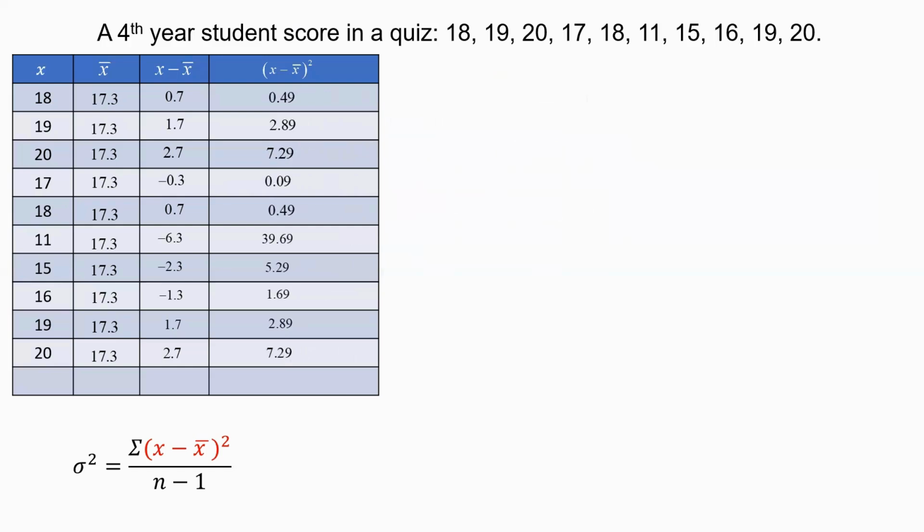So now we already have the square of the quantity x minus mean. So we are going to get the sum of our fourth column. So that is 0.49 plus 2.89 plus 7.29 and so on. That is equal to 68.1. Okay, after that, because we already have the summation of the square of the quantity x minus mean, which is 68.1, let us apply the formula and this given.